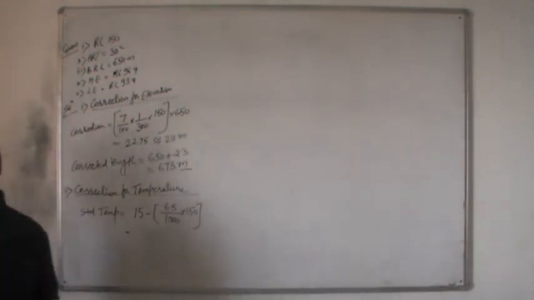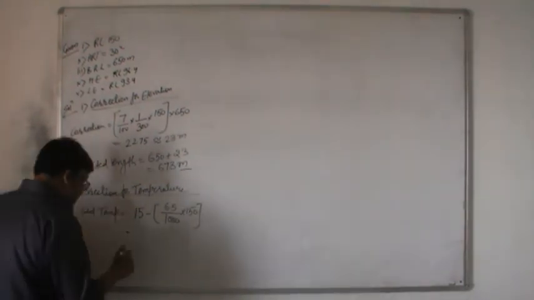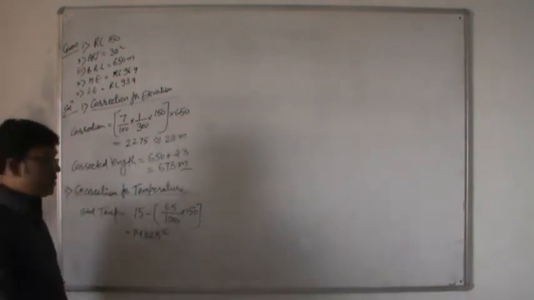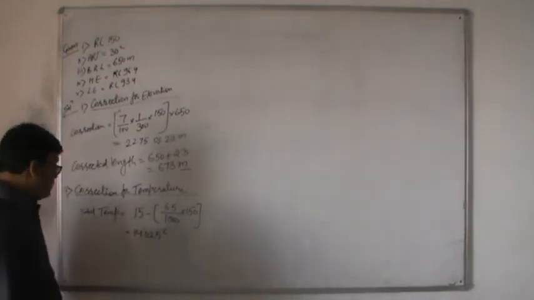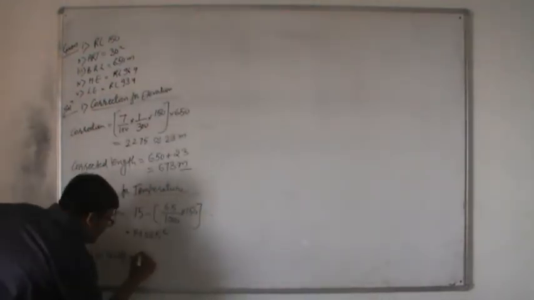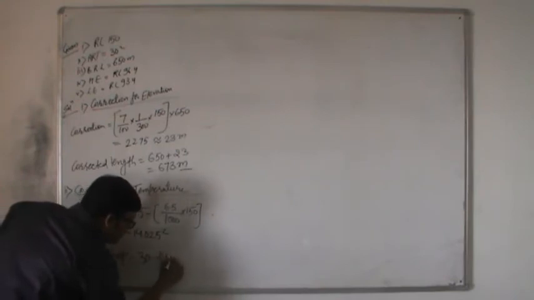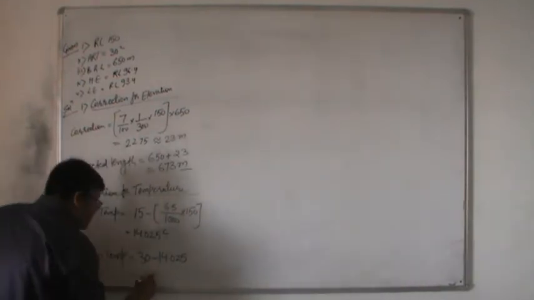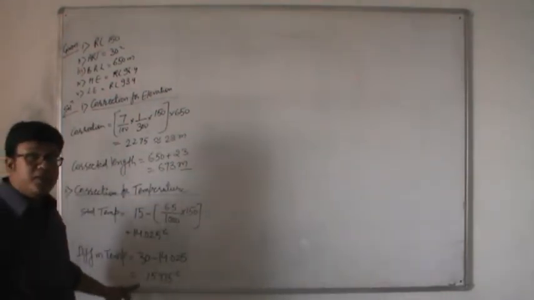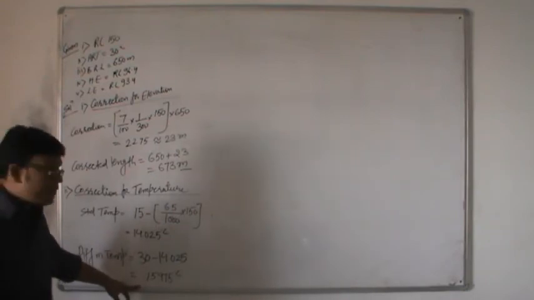The standard temperature, when you solve this, you will get as 14.025 degree centigrade. This is the standard atmospheric temperature for the airport site. So we find out the difference in temperature. This will be the airport reference temperature, that is 20 degree centigrade, minus the standard temperature, that is 14.025. If we solve this, we will get 15.975 degree centigrade. This is the difference between the airport reference temperature and the standard temperature.